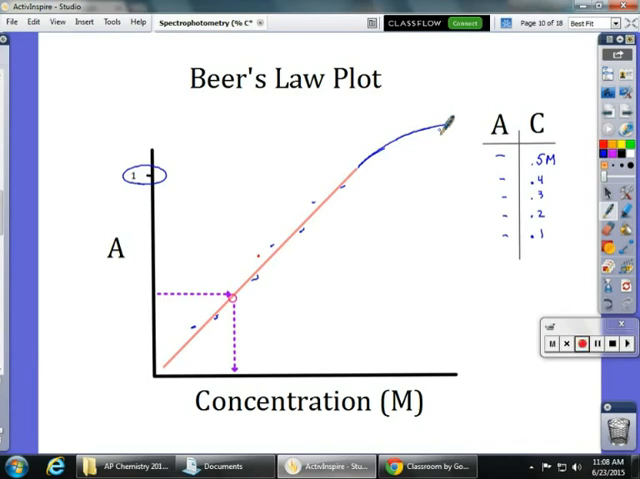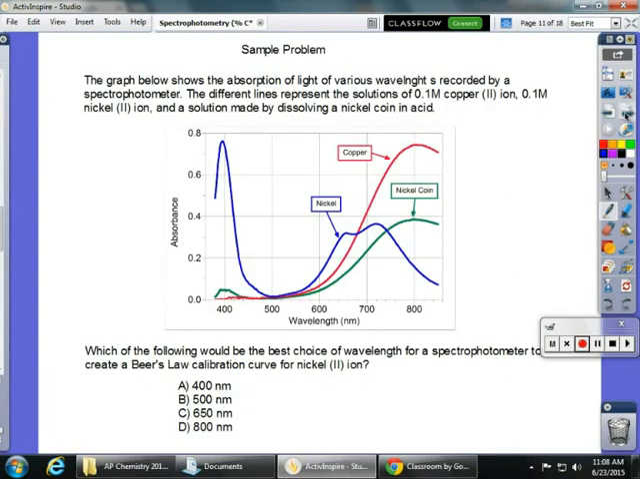And obviously we can find an unknown material. If we measure its absorbance, we could plot it on our graph and find the concentration. Obviously, we don't need a graph. We can just use our equation for our best fit line and calculate what that concentration is going to be. So let's look at some sample questions about this.